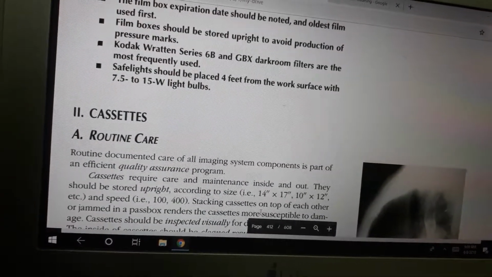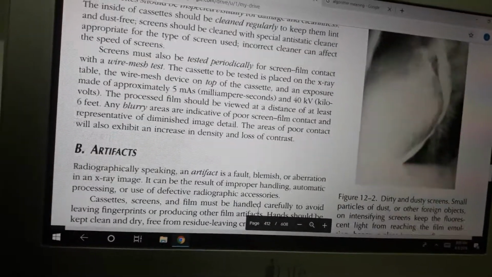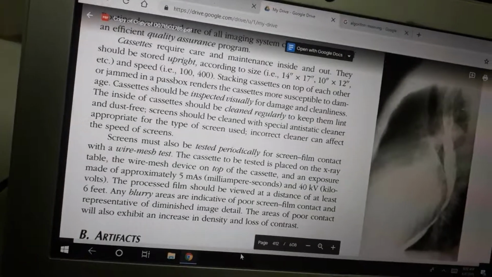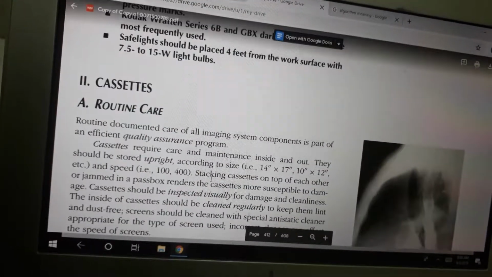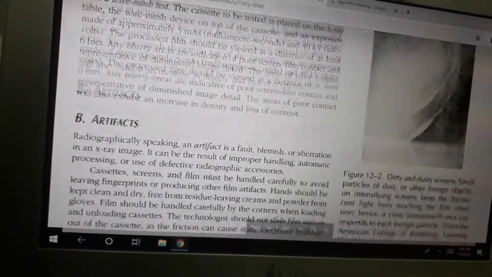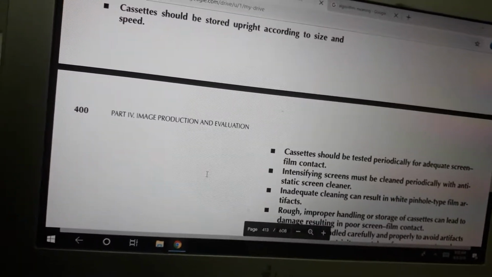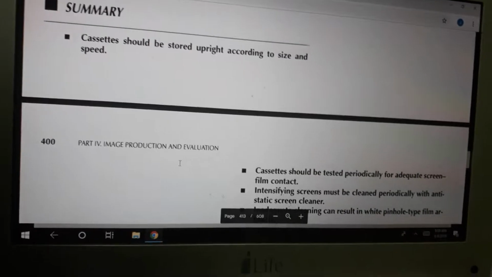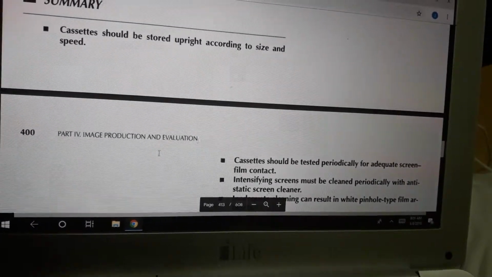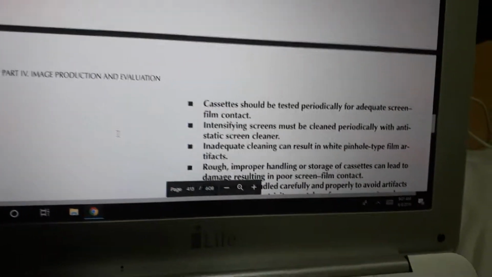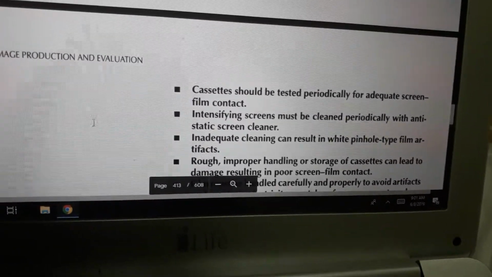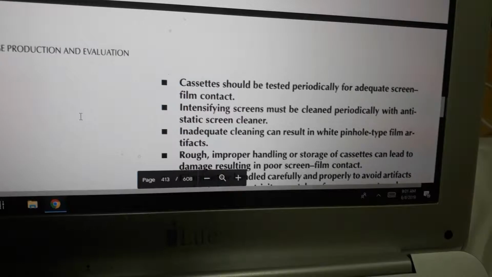Next, cassette routine care and artifact. A is routine care. B, artifact. Summary. Cassettes should be stored upright according to size and speed. The cassette should be tested periodically for adequate screen film contact.